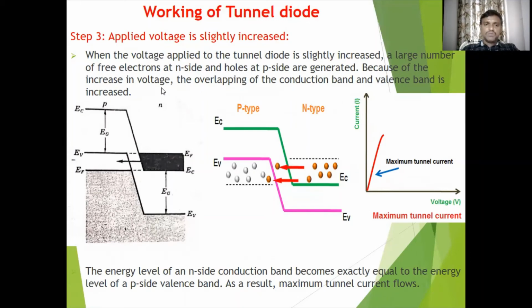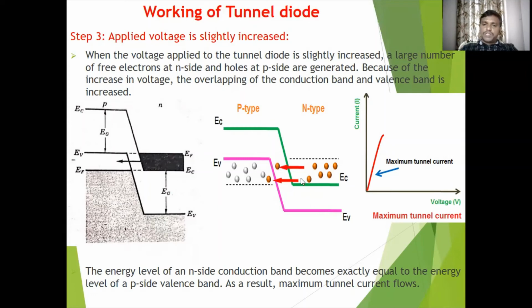Because of this increase in voltage, the overlapping of the conduction band and valence band increases. That means a direct path is established as we increase the voltage value. So that is the coincidence of the valence energy level and the conduction band. Because of that, the current rises greatly, because more electrons penetrate from the n type to the p type, since whatever minimum barrier is there will vanish as we increase the applied voltage.